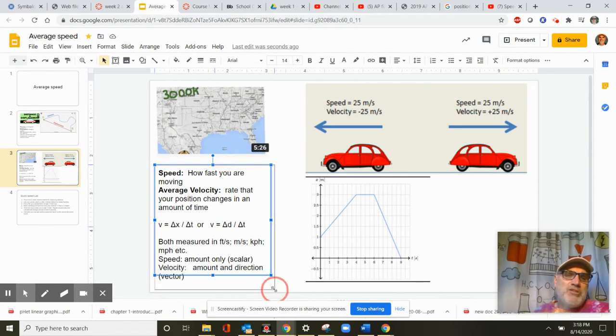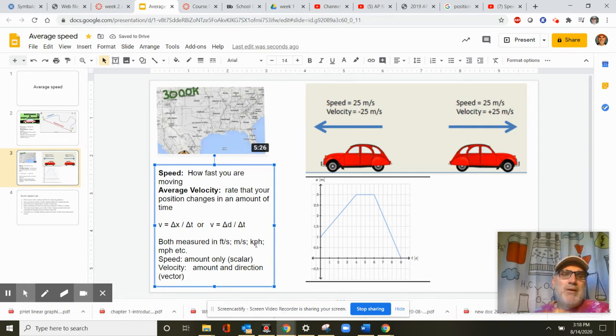And they're both measured in feet per second, meters per second, kilometers per hour, meters per hour, miles per hour. Notice there's always a distance type of thing over a time type thing. Speed is an amount only. It's the scalar thing. Velocity is the vector thing that has a direction.